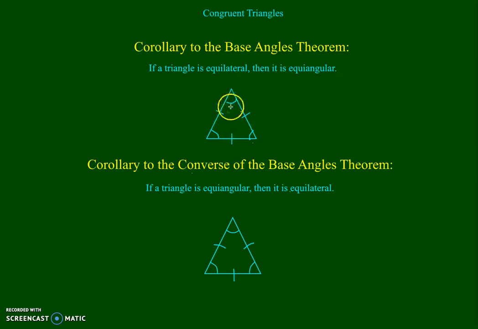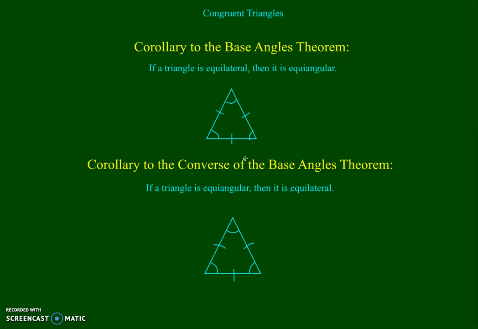If it's equilateral, it's equiangular. And those are the two corollaries relating to the base angles theorem. They're fairly straightforward, but it's going to be difficult to memorize the names. And fortunately, we're not going to use the names often, but we will be using the theorems quite a bit.